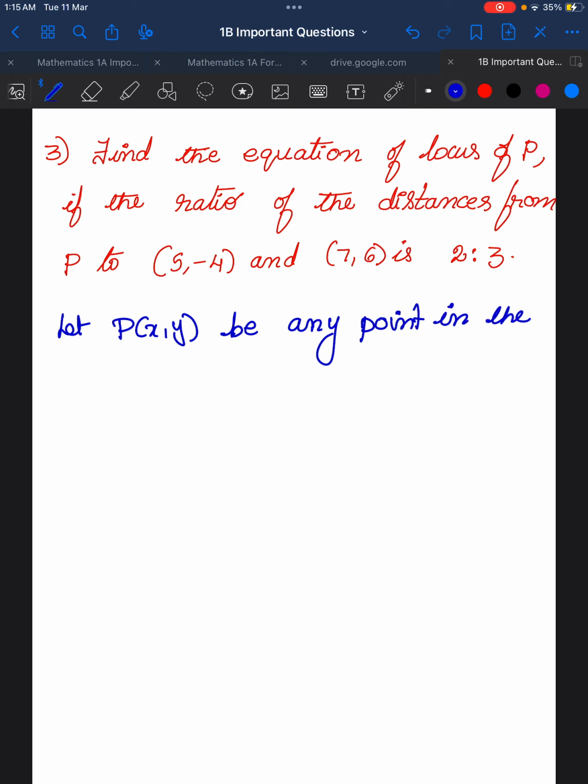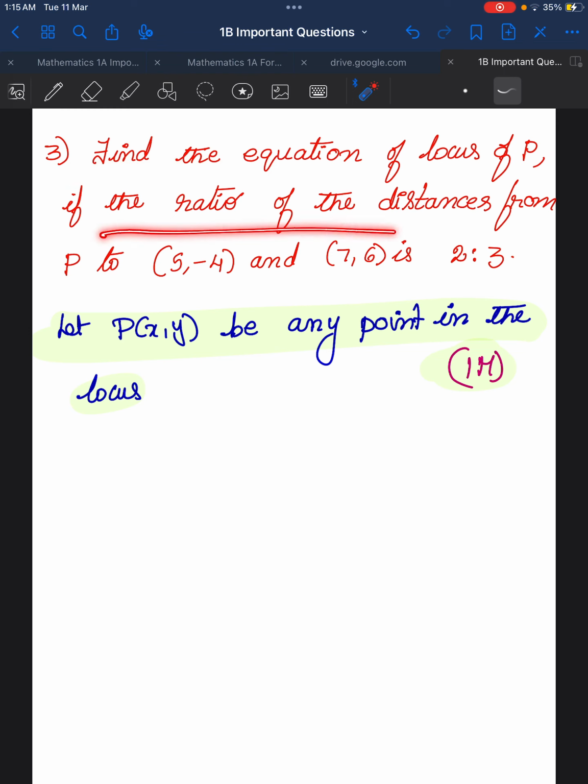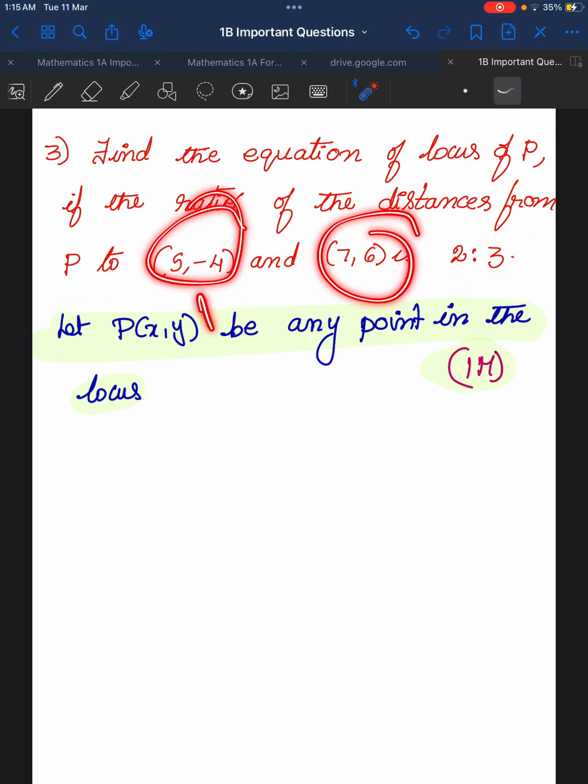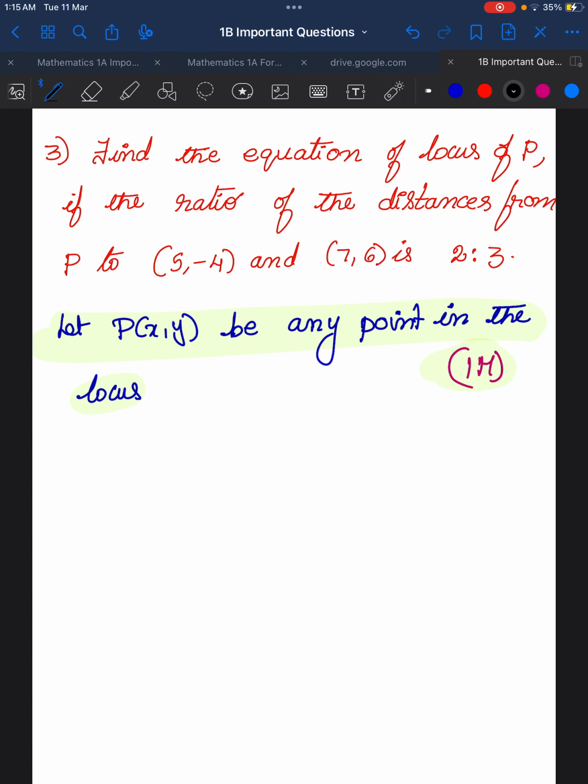Let P(x, y) be any point in the locus. So that we are getting 1 mark here. Surely we are getting it. That's why this time I am highlighting this point also. So try to remember this. Let P(x, y) be any point in the locus. Now read the question. Find the equation of locus of P if the ratio of distances from P to these 2 points is 2:3. What are the given points? They gave us 2 points. Let me take this as A, this as B. Given A point as (5, 4) and B point as (7, 6).